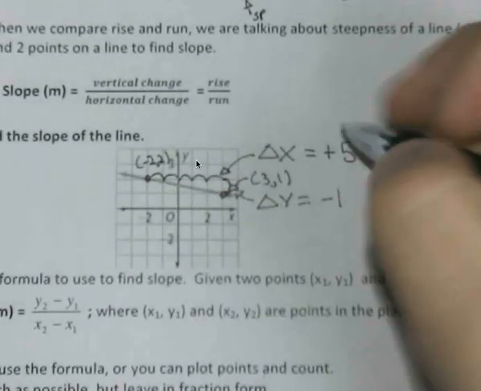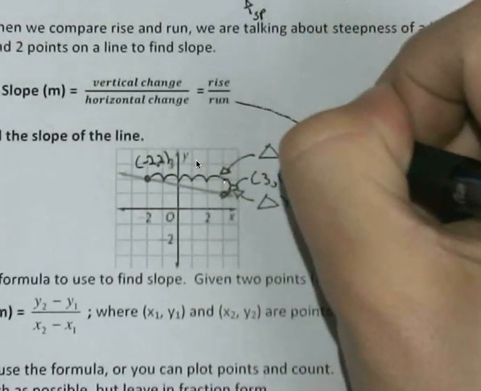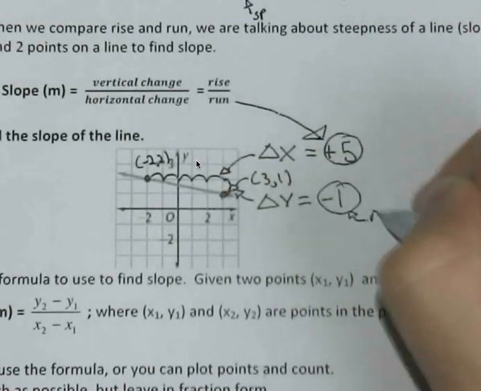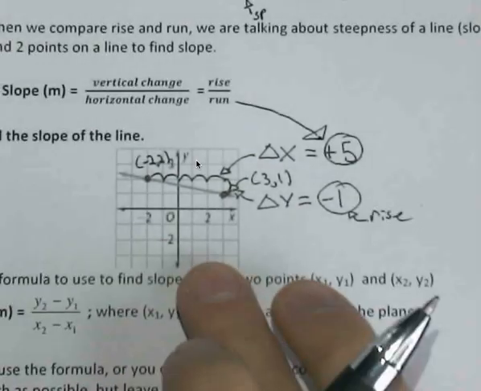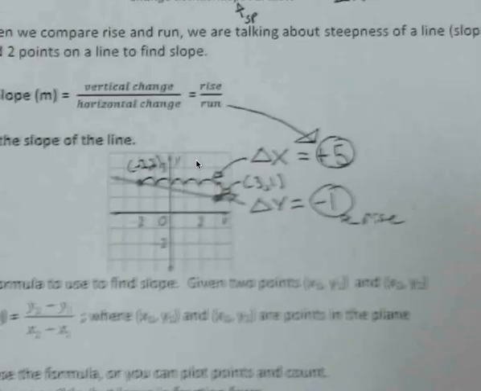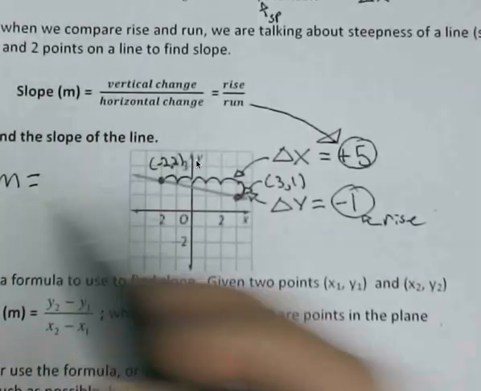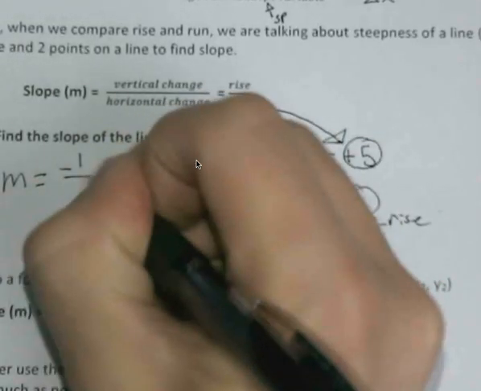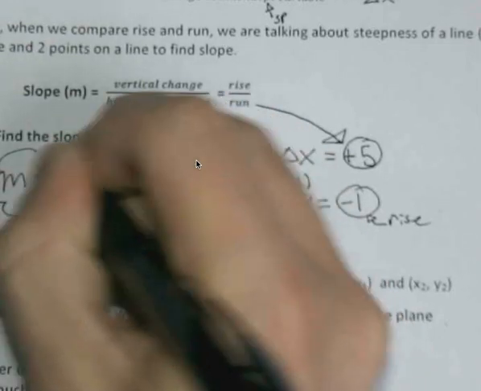Collectively, we can say that +5 was considered our run. -1 was considered our rise. Even though we went down, it's still considered the rise. So for this type of scenario, we would be able to say that the total slope, which is denoted as m, is going to be the rise over the run. So this would be -1 over 5, which would be considered the slope.